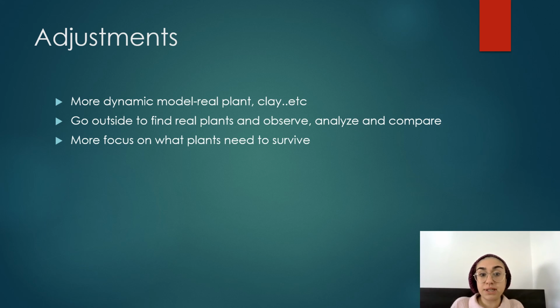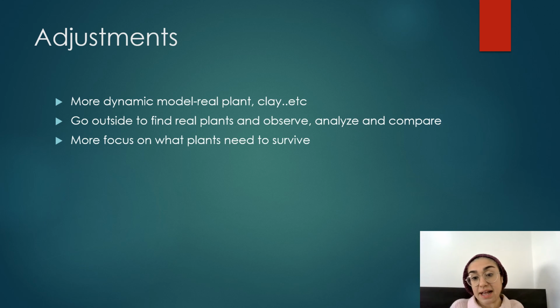I believe that it could have used a little bit, like I mentioned before, more of a dynamic model, maybe a real plant. She could have brought in a real plant, showed it, displayed it, maybe clay, something like that, a little bit more dynamic than the diagram. Additionally, I believe that the students could have gone outside to find real plants and observe and analyze and compare. It would have gone better with the observing, analyzing, and comparing, and what plants need to survive. If the students had gone out on their own, maybe with a notebook, they can draw pictures of different plants that they see and then compare them or analyze them. That's a little bit more of stimulating the critical thinking skills.